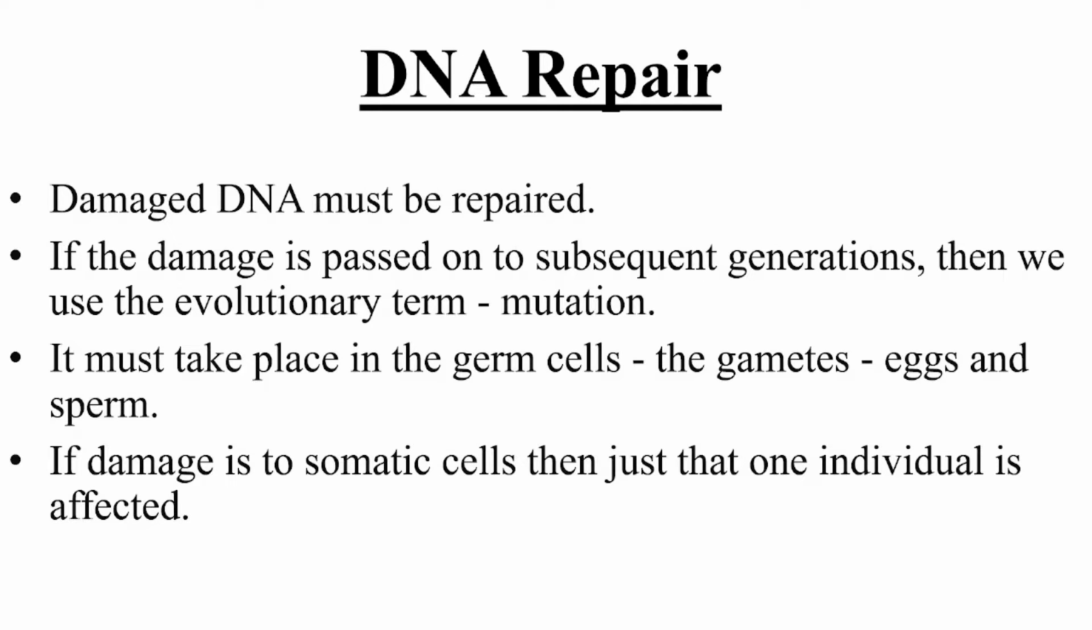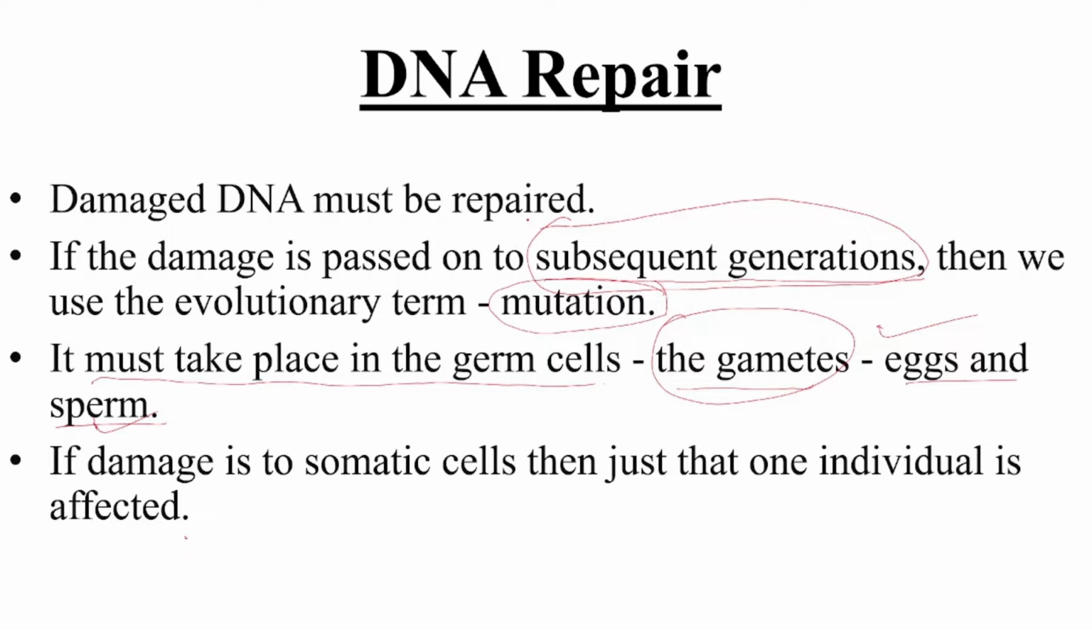DNA repair. Damaged DNA must be repaired. If the damage is passed on to the subsequent generation, then we use the evolutionary term mutation. It must take place in the germ cells, the gametes, eggs and sperm. What are gametes? Gametes are female eggs and male sperms. Why must it take place in the germ cell? Because if the damaged DNA is passed on to the subsequent generation, then the mutated species will grow.